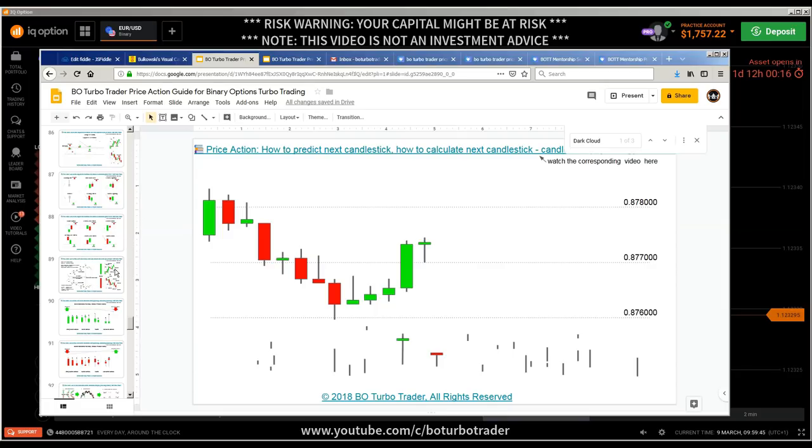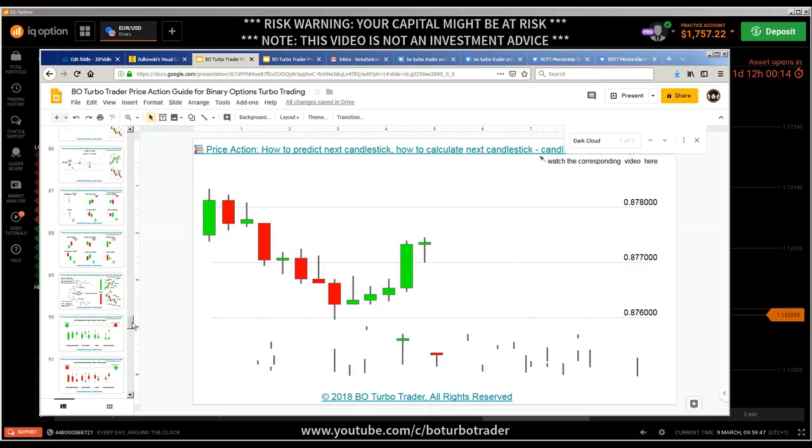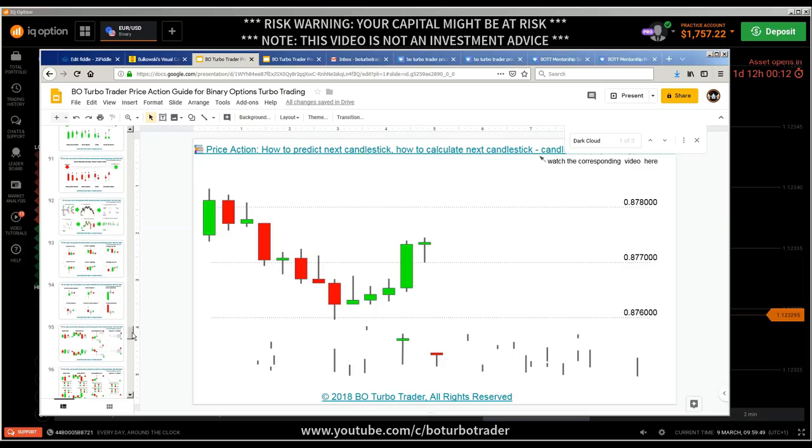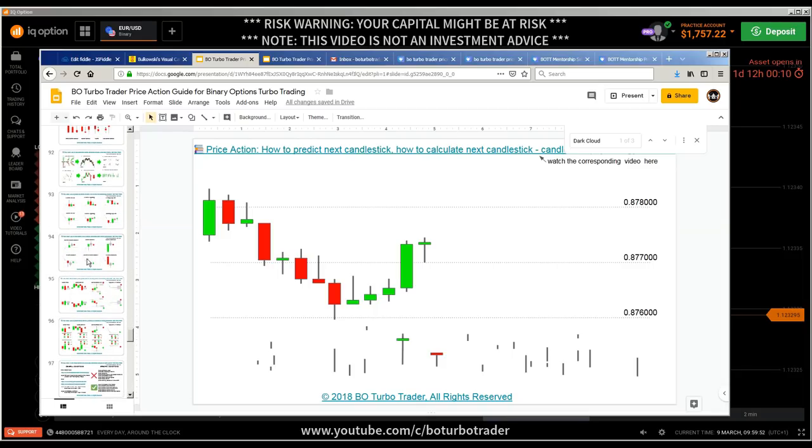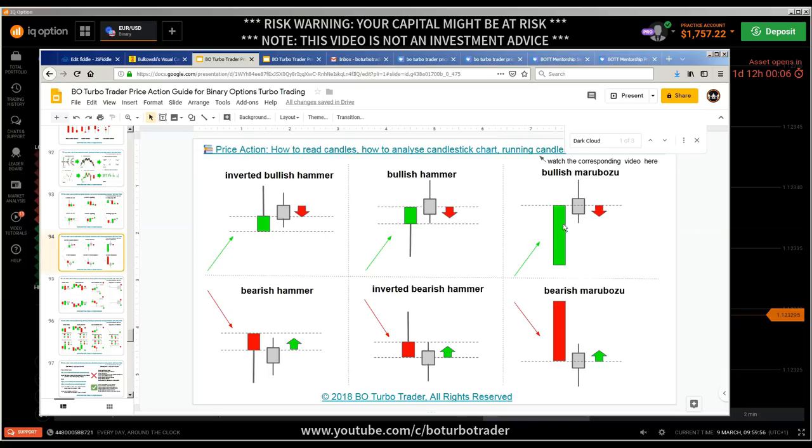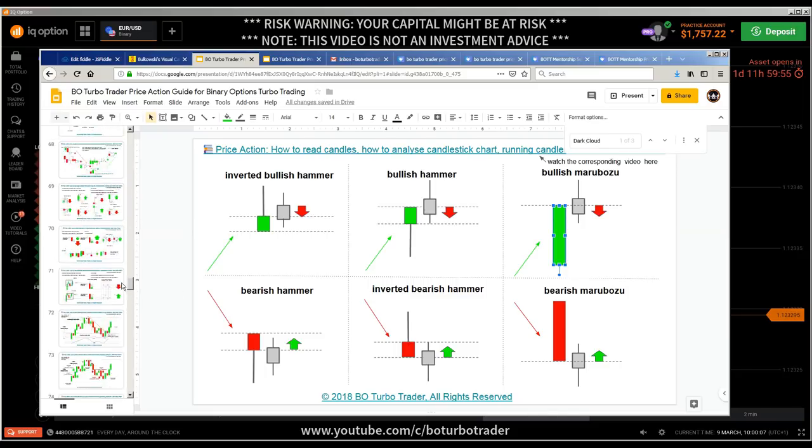I show you this kind of concept here again. All those concepts are explained in the ebook in detail, also with the video. So that is this one here: bullish Marubozu candlestick, weak candle at key level. You can expect that price will reverse, because we got here in this kind of scenario.